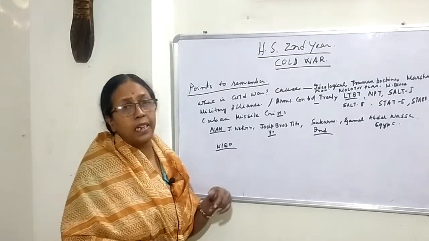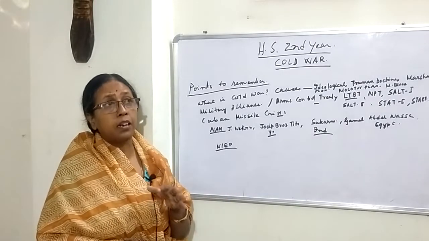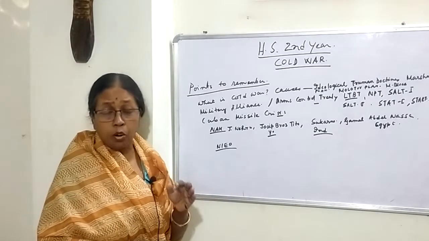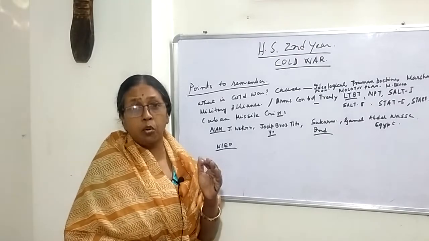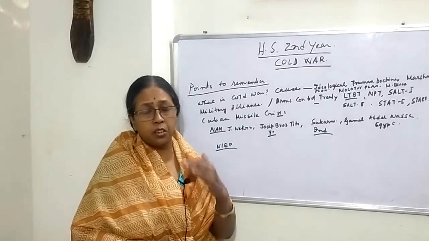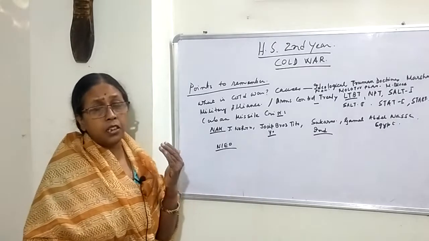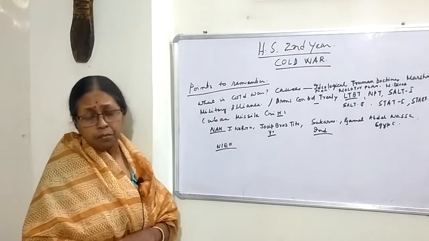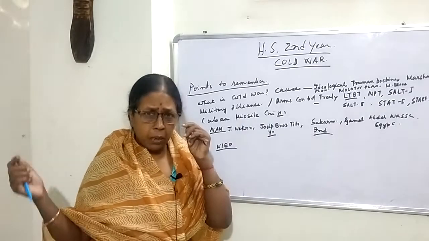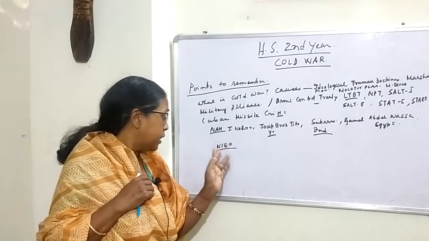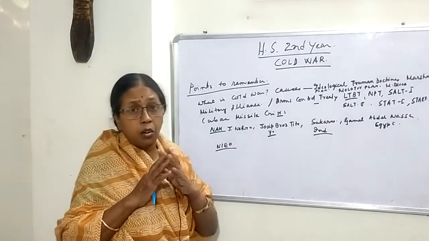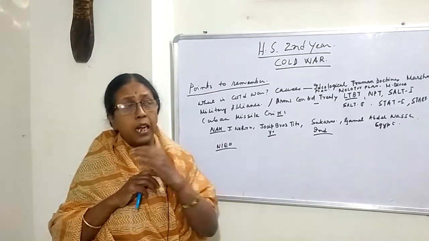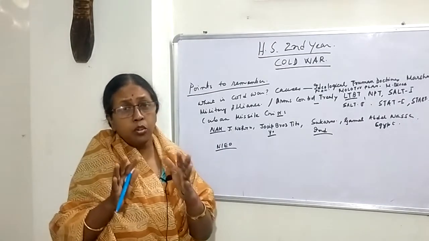As for example, they said that less developed countries should have control over their own natural resources, because earlier what happened, the natural resources of the poor countries were taken away by the capitalist countries. So this new international economic order said that they will have their own control over their own resources.